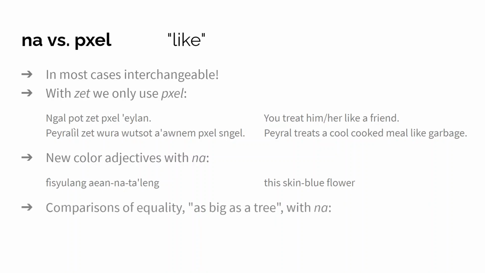And lastly, comparisons of equality. So for example, as big as a tree, also are built together with na. Oilu niftan setan na nga. So the niftan here is as something. So oilu niftan setan, I am as good. Na nga, like you or as you.